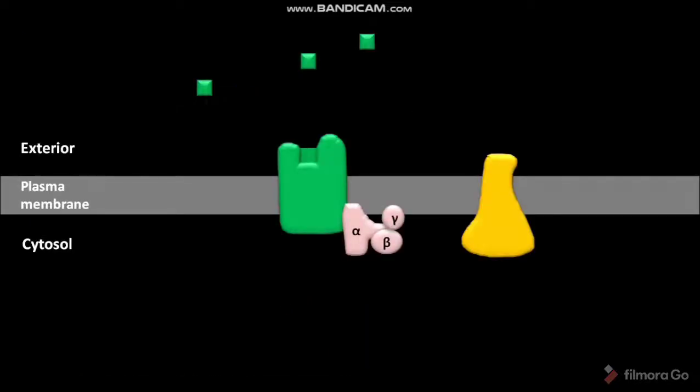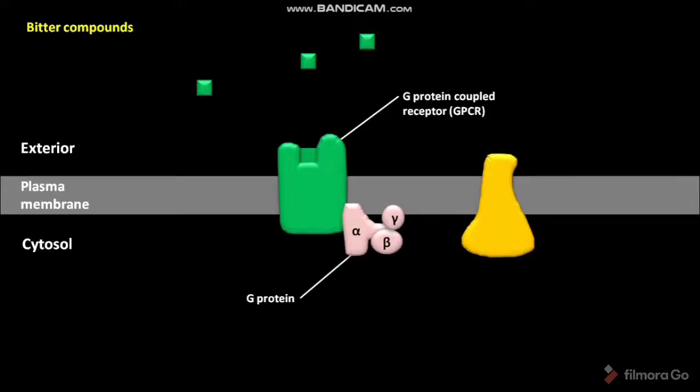In another way to detect bitter compounds, the taste cell uses a G protein coupled receptor or GPCR. This GPCR is coupled with G proteins. The G protein has 3 subunits: alpha subunit, beta subunit and gamma subunit. Besides these proteins, the taste cell also uses the phospholipase C protein to taste bitter compounds.